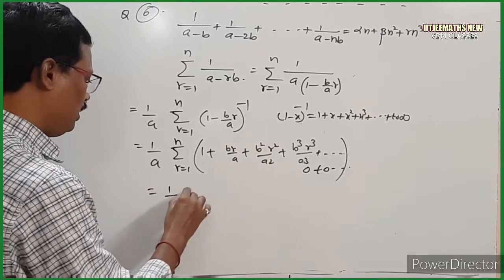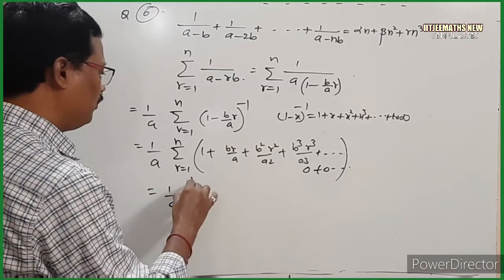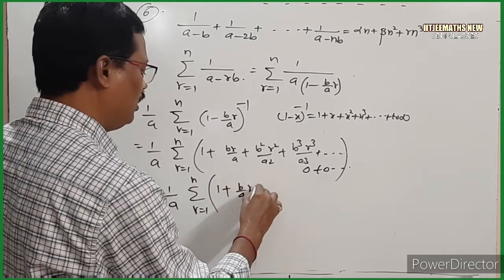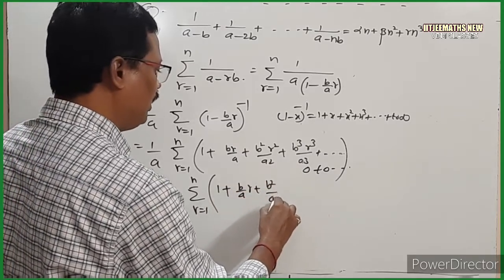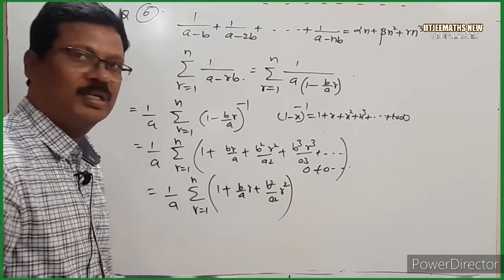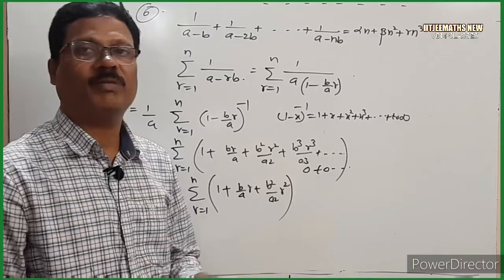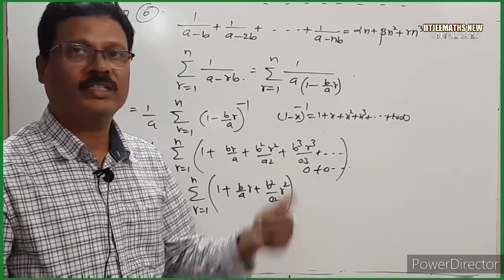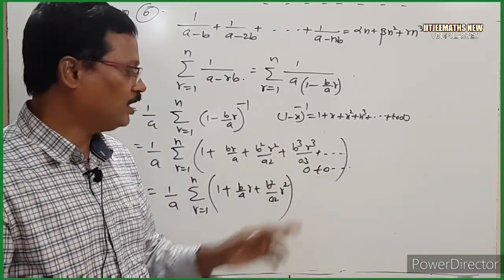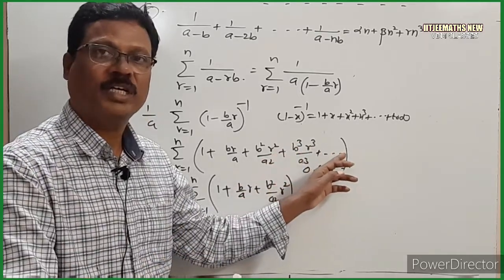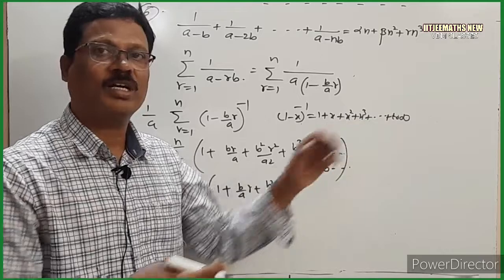This is 1 by a sigma, r equals 1 to n, of 1 plus br by a plus b square r square by a square. Right? The cube of b by a and higher powers of b by a will be neglected, they are telling in the problem. That's why the cube of this is eliminated, and higher powers in the next terms are also eliminated.